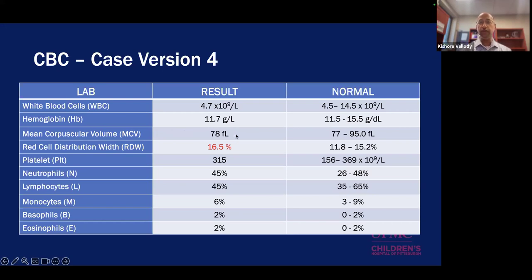MCV tends to be low if you have iron deficiency. Now, notice this child is borderline, but not quite in the abnormal range. And the reason I want to highlight that is that for most people with Down syndrome, for reasons that are not understood, they usually run high on the MCV. So if you were trying to diagnose iron deficiency in somebody without Down syndrome, you can rely on that MCV. It'll be low when they have iron deficiency.